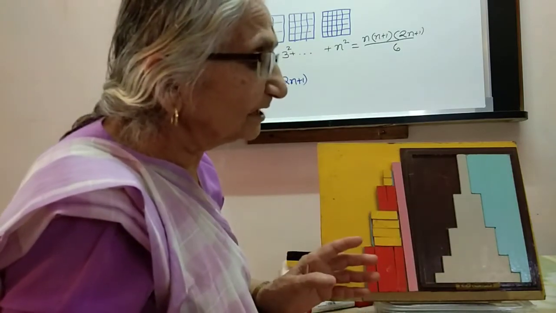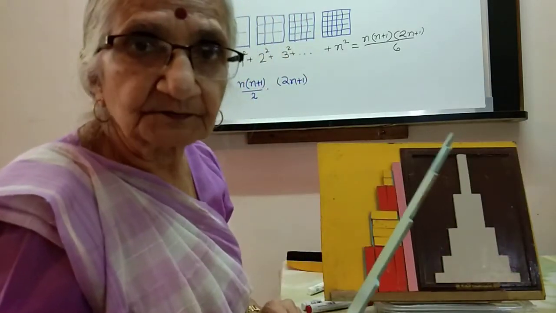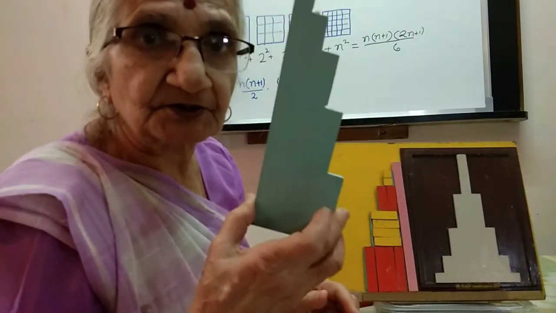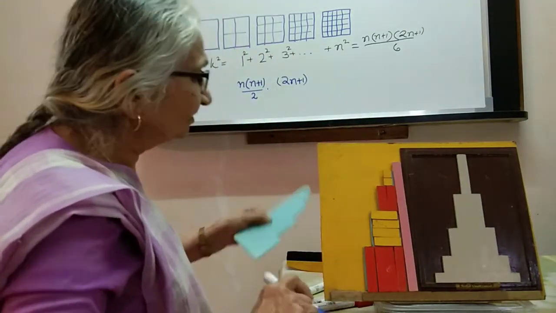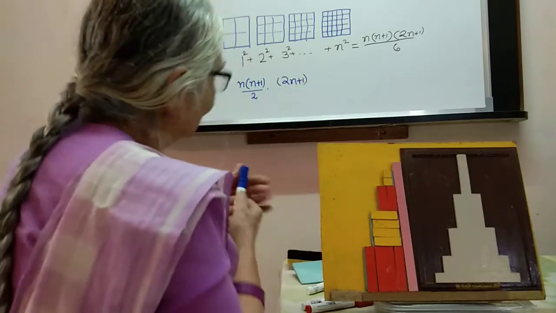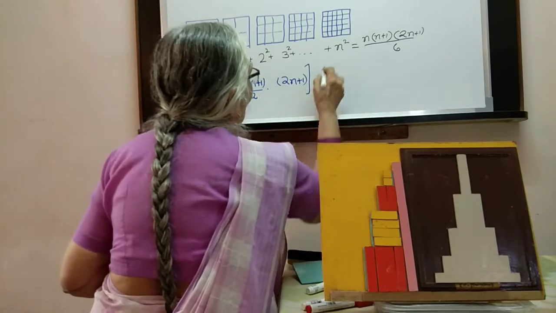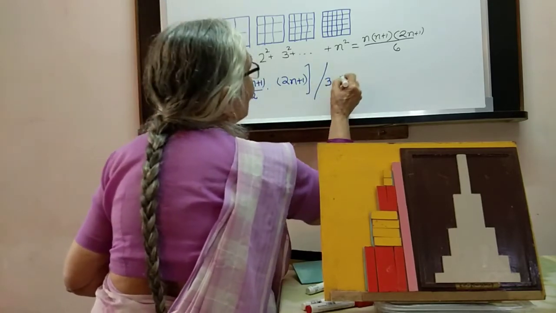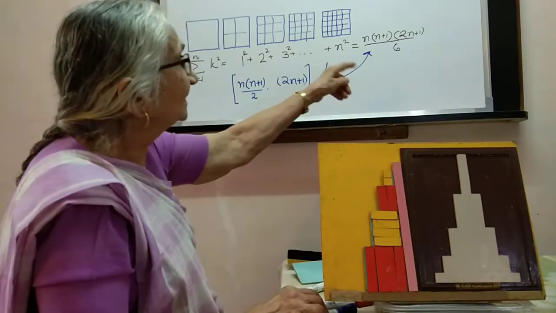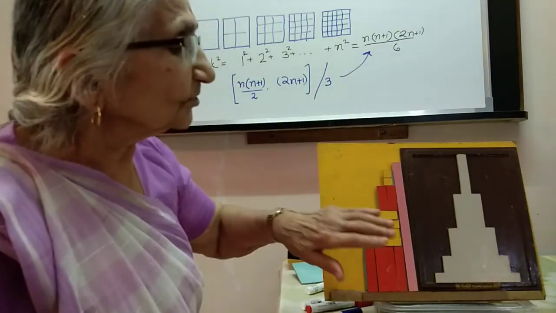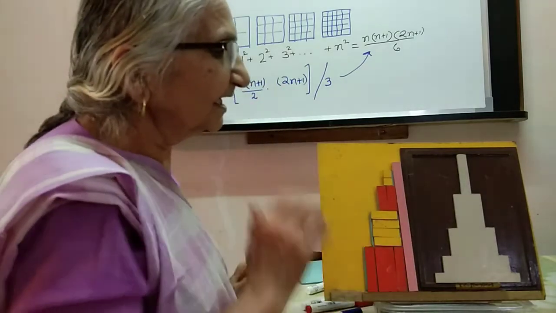Alright, if the 3 parts are equal, it means that one of them is 1/3 of the whole. And this is what we want. This is our sigma k square. Okay. So if this is 1/3 of what we want, we know that the whole thing was this. This was the entire rectangle. And we want 1/3 of it, and that makes it precisely n into n plus 1 into 2n plus 1 upon 6. So that is how we get the verification of this formula with the help of the model.